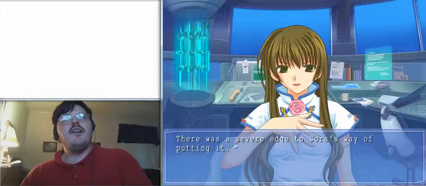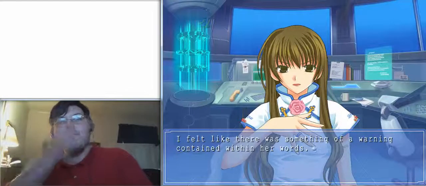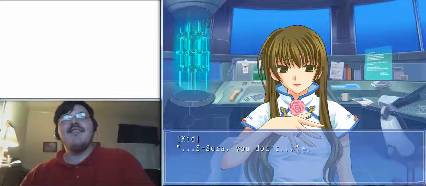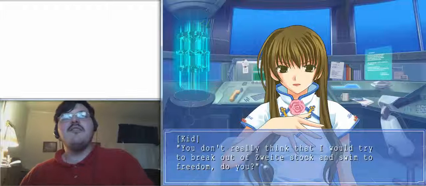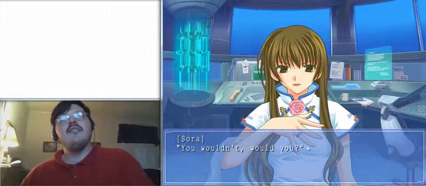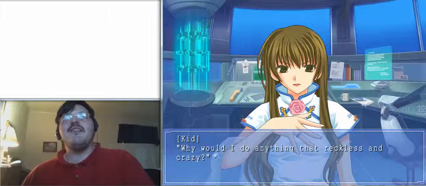There was a severe edge to Sora's way of putting it. Felt like there was something of a warning contained within her words, and maybe the way she's holding her hand. Sora, you don't really think that I would try to break out of Zuete stock and swim to freedom, do you? No, no way. Why would I do anything that reckless and crazy?